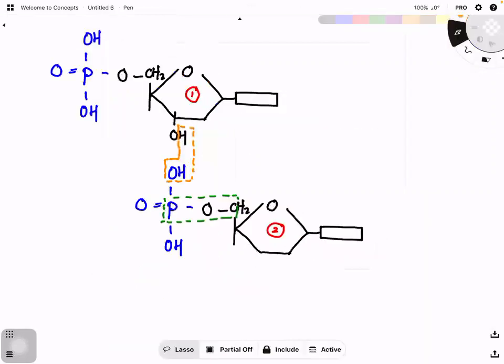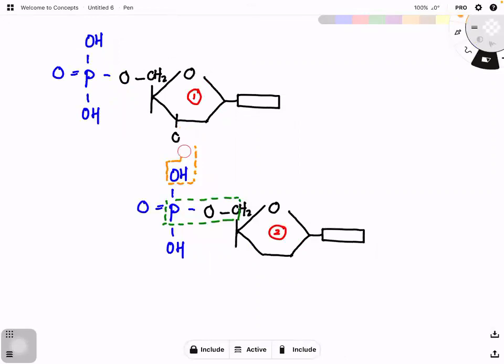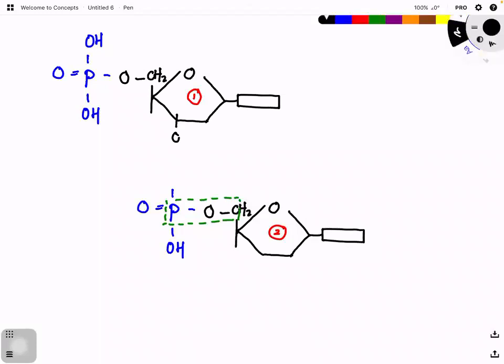So you can see that, guys, this one removed as water. And then this one formed the bond. So where is my ester bond? This is another ester bond, C-O-P. Can I see that? Another C-O-P.